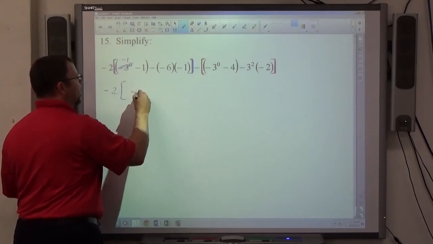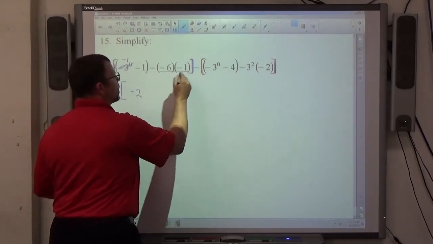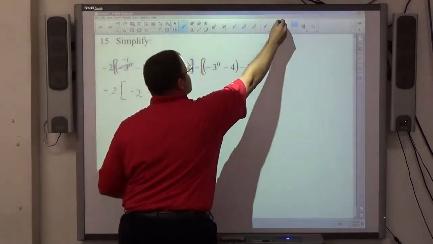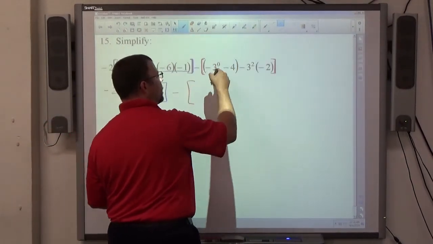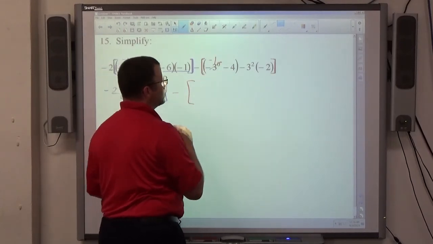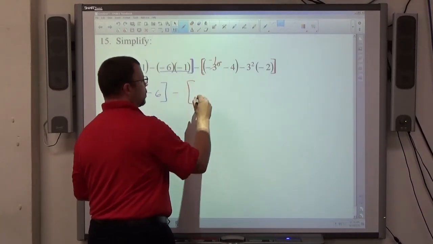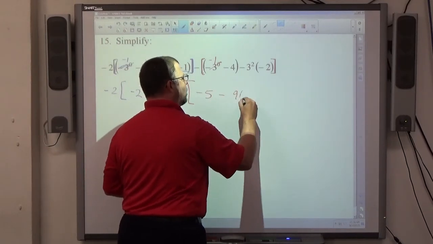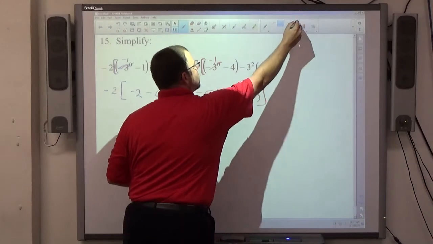Negative 1 minus 1 is negative 2. 6 times 1 is 6. 3 minuses makes minus 6. Inside the red, 3 to the 0 is 1. It's actually negative 1 because the minus sign is not being raised to the 0 power, just the 3 is. Minus 1 minus 4 is minus 5. And then 3 squared is 9, being multiplied by negative 2.